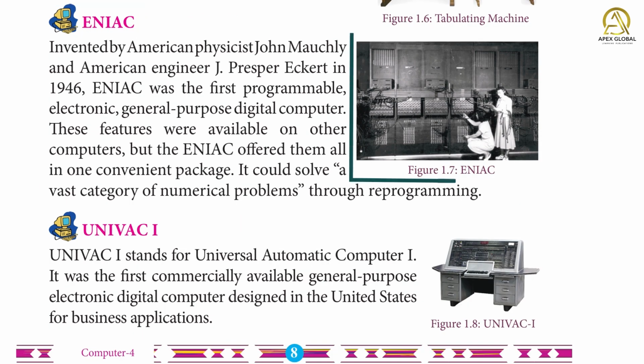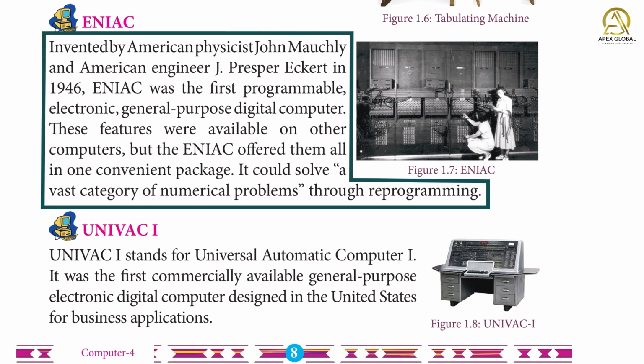ENIAC, invented by American physicist John Mauchly and American engineer J. Presper Eckert in 1946. ENIAC was the first programmable electronic general-purpose digital computer. These features were available on other computers, but the ENIAC offered them all in one convenient package. It could solve a vast category of numerical problems through pre-programming.